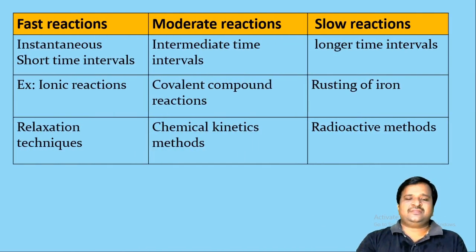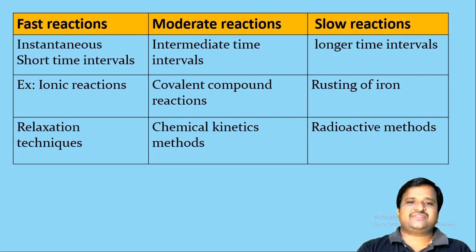So based on chemical kinetics, chemical reactions are classified into three types. They are fast reactions, moderate reactions, slow reactions. Fast reactions are completed in a very small fraction of time, that means 10 power minus 5 to 10 power minus 6 seconds. They are very fast reactions. The reaction is completed instantaneously, in very short time intervals.